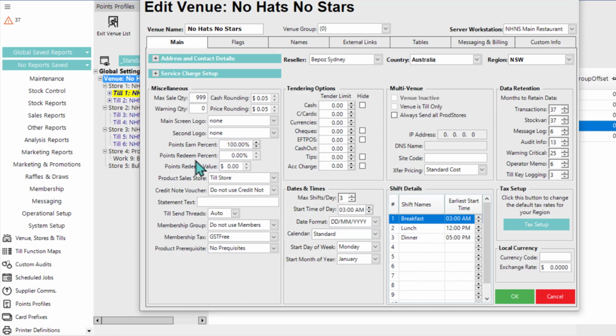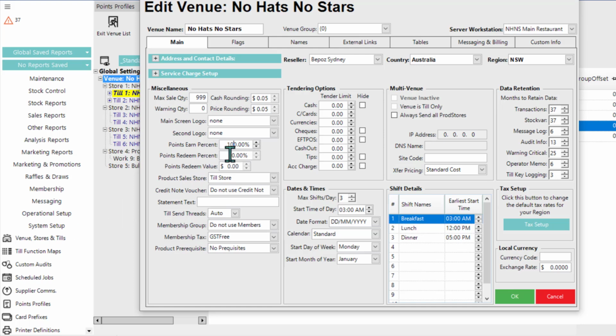Next, we have another points redeem setting, the venue level points redeem percent, which can also be set to 0 if we would like to disallow points redemption in a particular venue. Now, similar to the point earn percentage, the percentage that's set here is going to be multiplied by a product's price to determine the points that are needed in order to purchase the products, essentially with points.